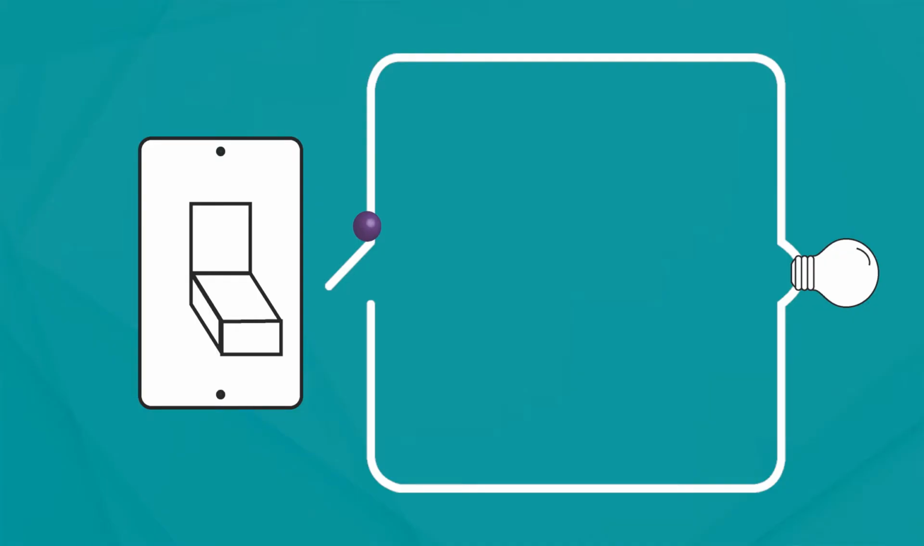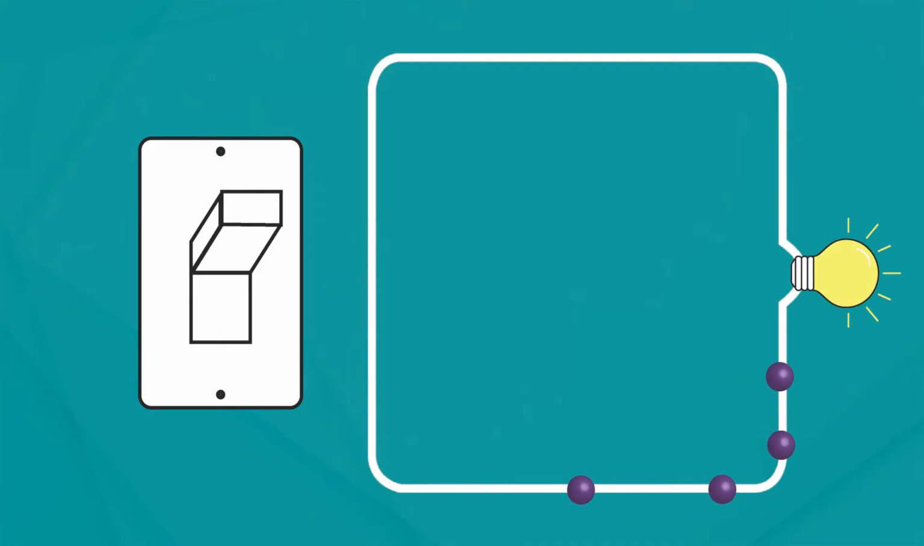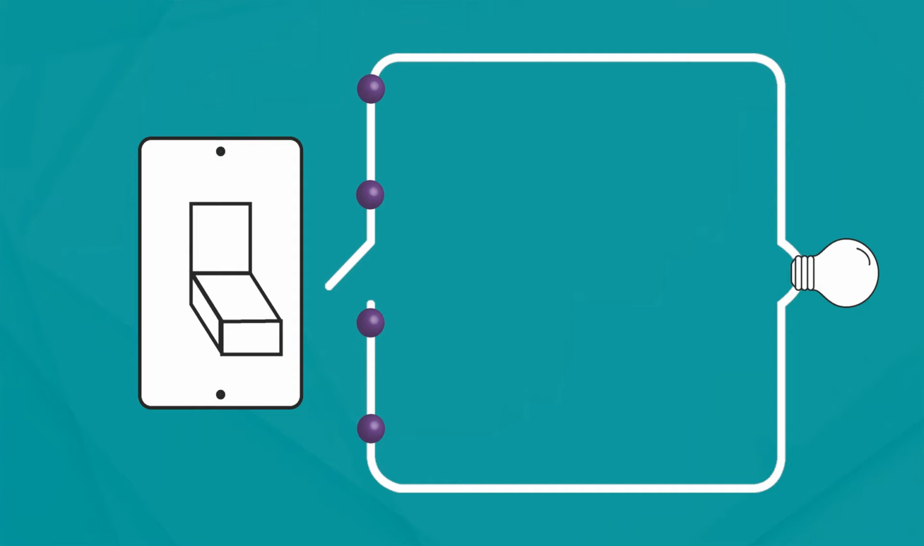Let's take a simple example. When you flip on a light switch, you are closing a circuit. This allows electricity to flow through an electric wire, through the light bulb, and back out the other wire. When we flip the switch off, we open the circuit. That causes the electrons to stop flowing and the light bulb no longer has electricity.